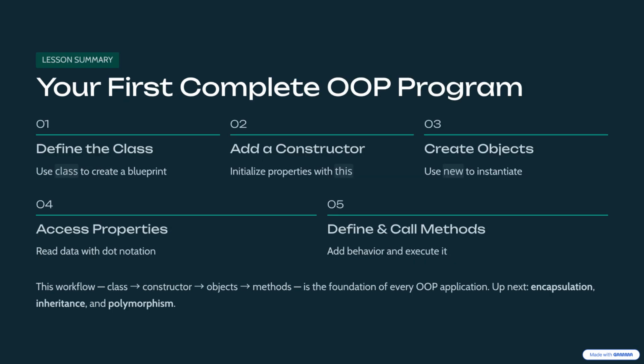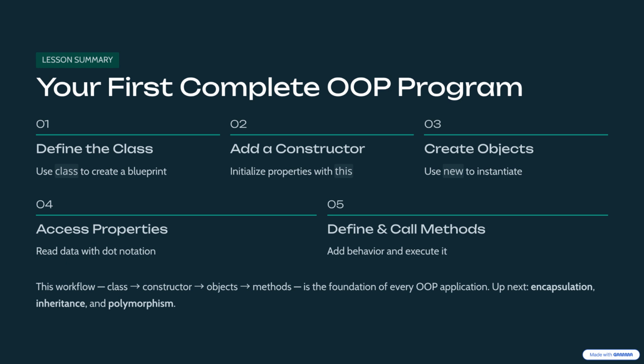At this point, we have successfully created a complete object-oriented JavaScript program. We started by creating a class, then added a constructor to initialize data. Next, we created multiple objects using the new keyword, accessed their properties using dot notation, and defined a method that allows each object to introduce itself.